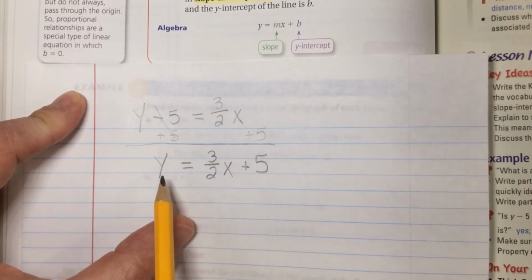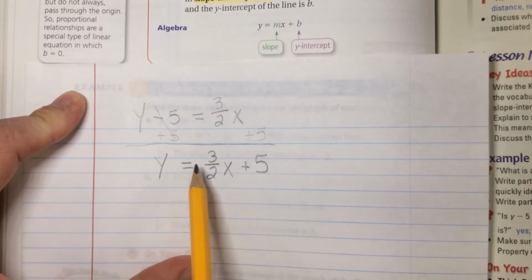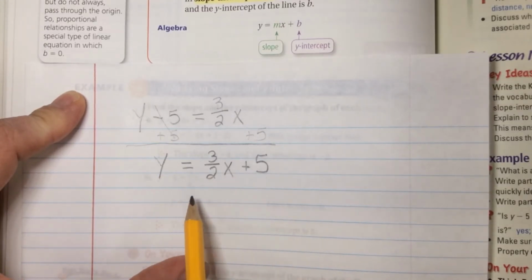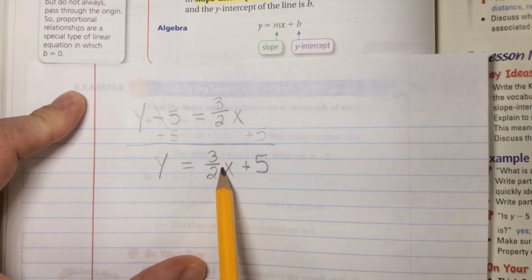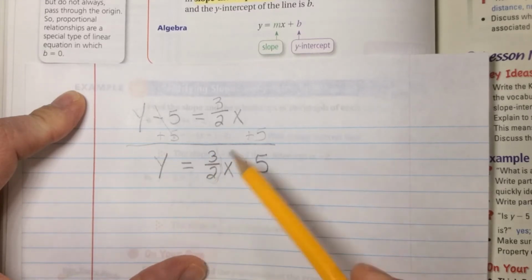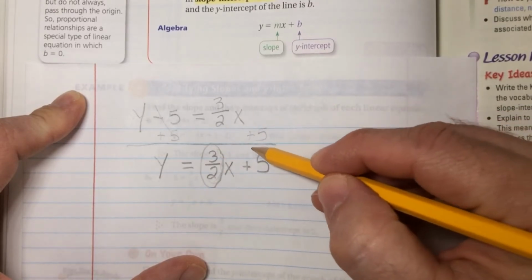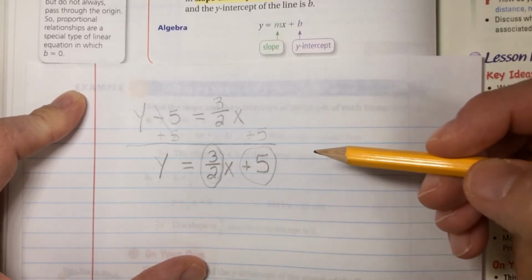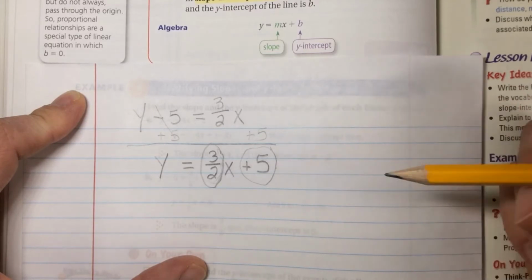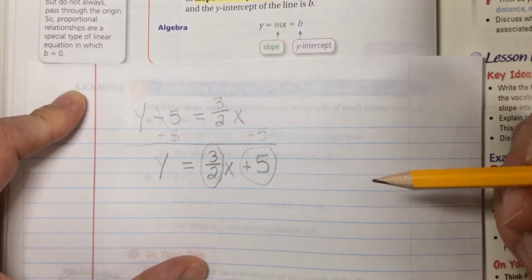Well, now that it's solved for y, we have y equals mx plus b. Here's our slope. 3 over 2 is our slope. And 5, or positive 5, but you can just write 5, is our y-intercept.